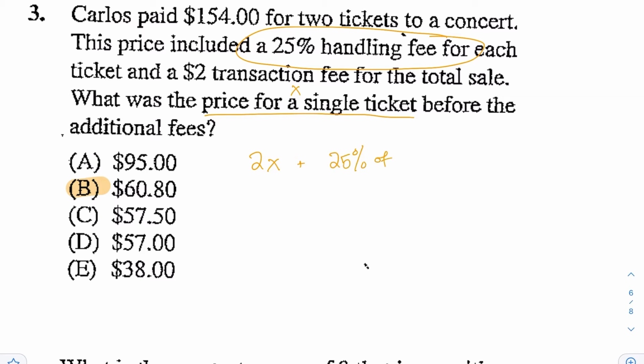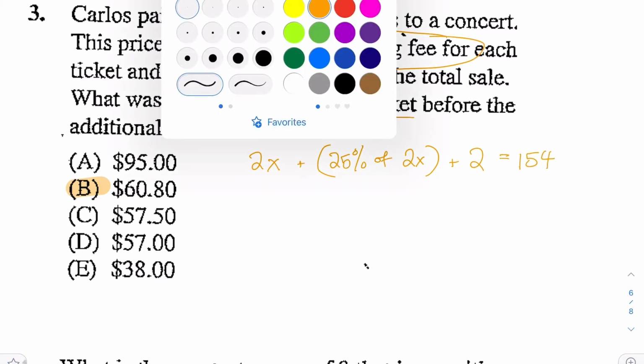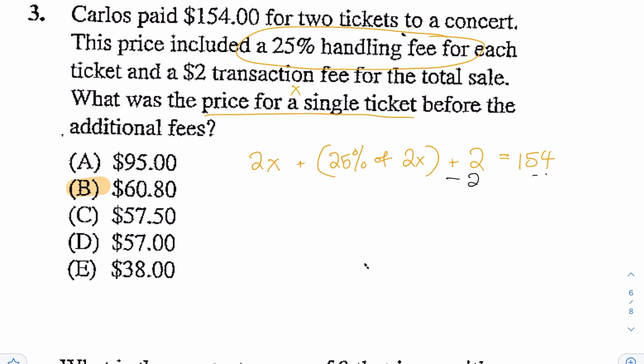Now it's for each ticket, so you have to pay 25% of x plus another 25% of x, so you can just do 25% of 2x. You have to pay that for both. And a $2 transaction fee. And this is equal to $154. So to solve for this, first you subtract 2. And then your total is 152.